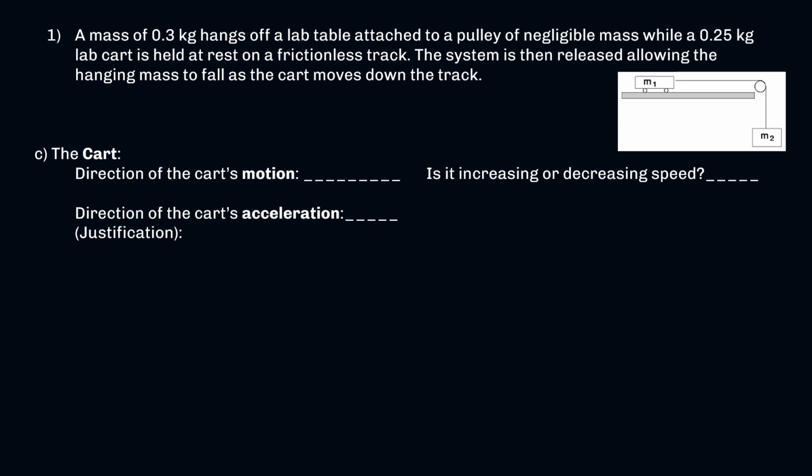So looking at the cart here, going back to the GIF, it was moving to the right and it was increasing speed. So what we're going to have here is the direction of the cart's motion, and we're just going to put here, to the right, and I'm going to circle increasing just to make my life easier. So it was moving to the right while increasing speed. We're now going to explain what is happening based on our facts of physics.